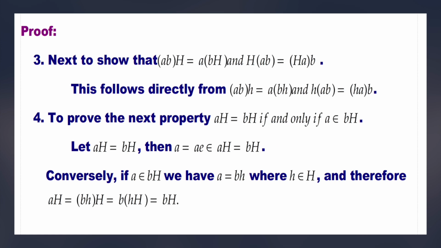Let aH = bH, then a = ae and aH = bH. Conversely, if a ∈ bH, we have a = bh where h ∈ H, and therefore aH = bhH = b(hH) = bH.